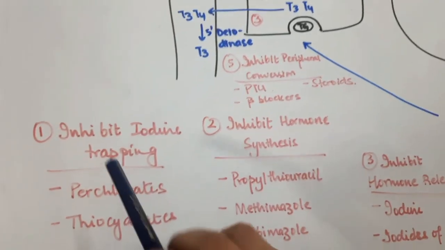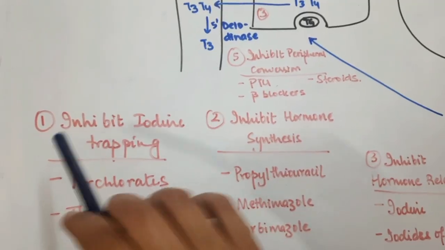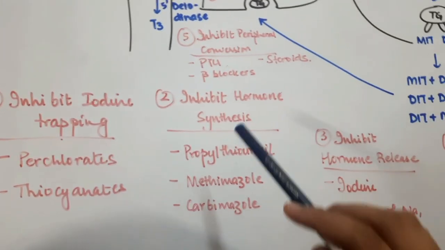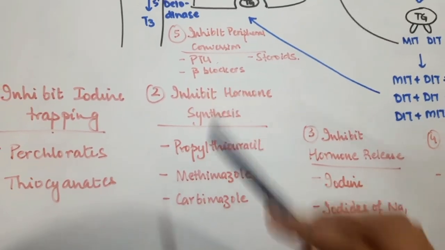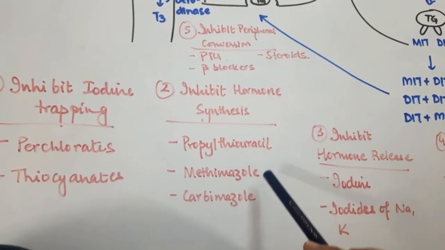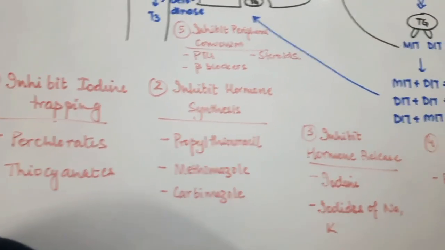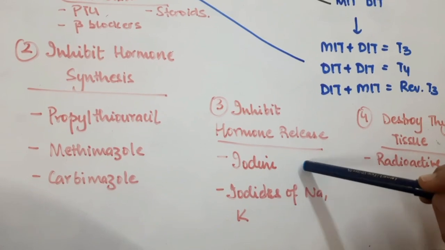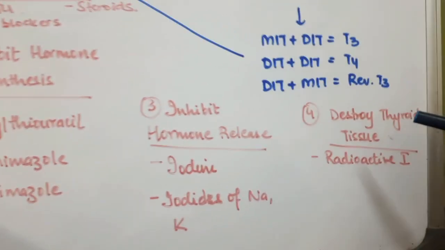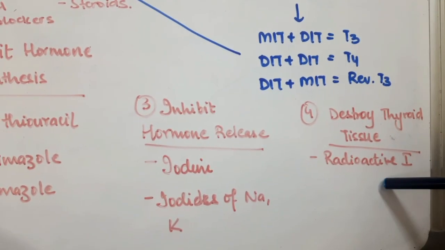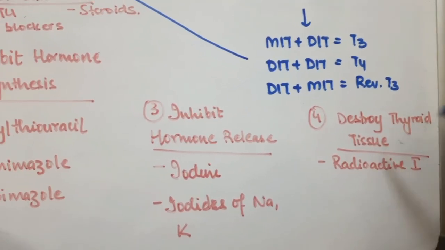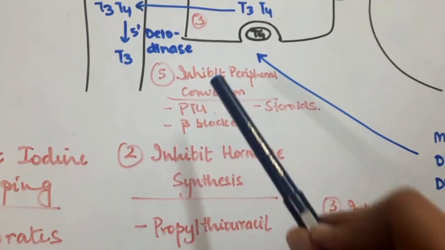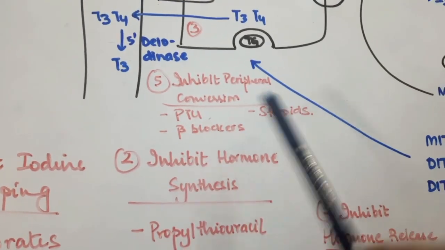So if we revise once more, the first group of drugs will inhibit iodide trapping: perchlorates and thiocyanates. Second, they will inhibit hormone synthesis in general. So they are propylthiouracil, methimazole and carbimazole. Third group will inhibit release of thyroid hormones, like iodine and iodides. We have radioactive iodine which destroys thyroid tissue. And finally, we have drugs which inhibit peripheral conversion: propylthiouracil, beta blockers and steroids.